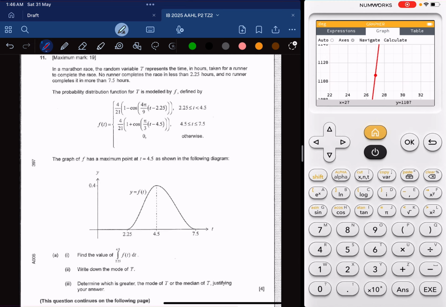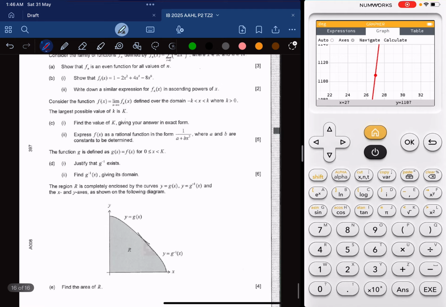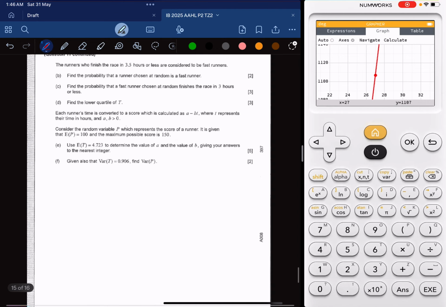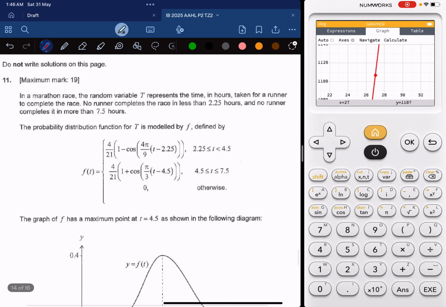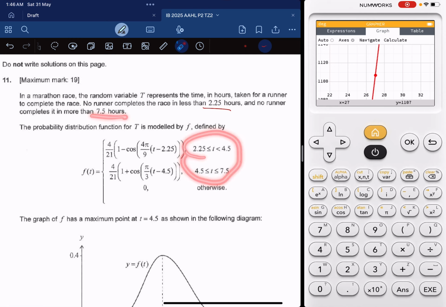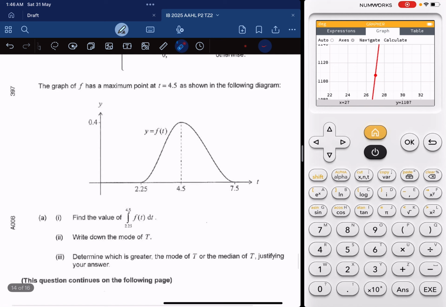Okay, so next one is the AAHL problem because it's a probability density. The last one is a function with integration, I think. So let's see. So we got a probability distribution here. Marathon race, T is the time, and no runner completes in less than 2.25. So basically, and no runner more than 7.5. So it's only existing between these two boundaries here. So what did they want? Find the value of, so they gave you here. Find the value of the integral, right?